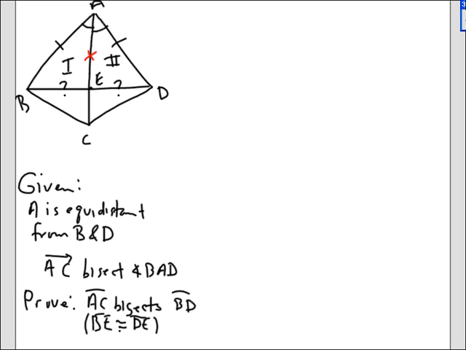So triangle 1 and triangle 2 are congruent because they both have one side equal, they both have a second side equal, and the angles in the middle of those two sides are equal. So by SAS, they're congruent. And then we can argue that BE and DE are the same lengths, because they're corresponding parts of congruent triangles. And therefore AC, this long line, really did bisect BD, because it did cut it into two equal parts.